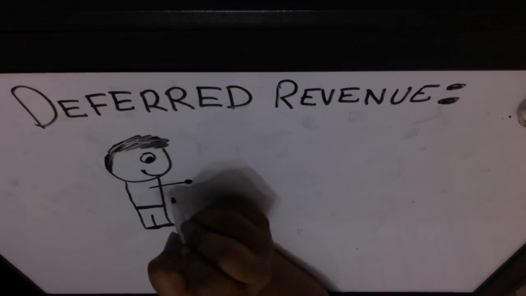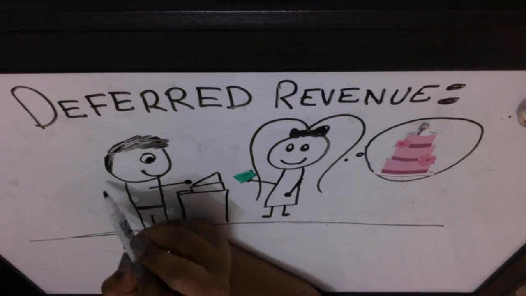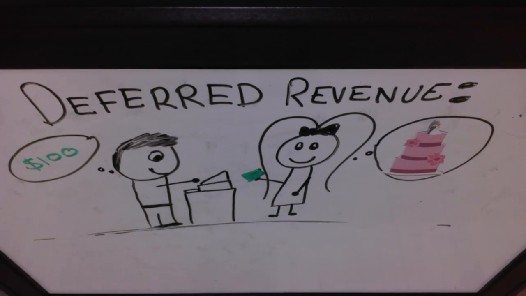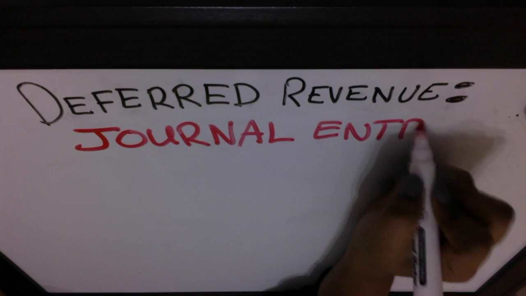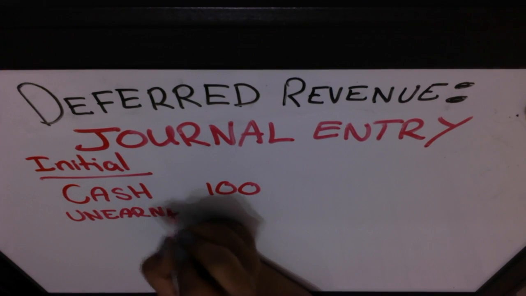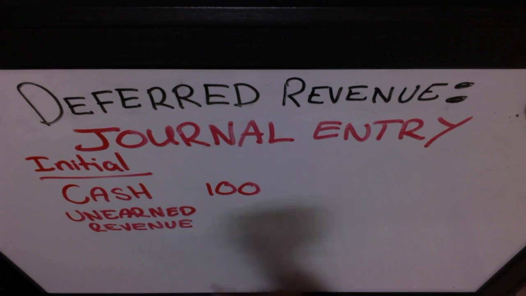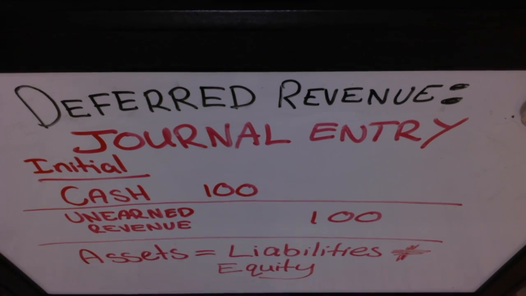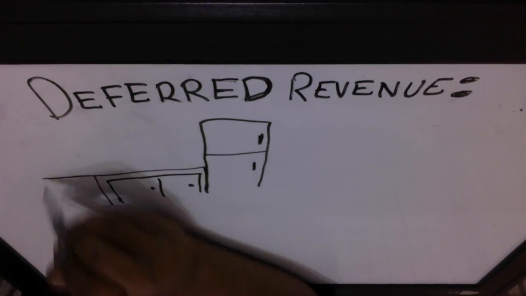Now imagine you are a cake shop owner, and a customer has ordered and paid for a custom cake. The following journal entries would be made. Upon transaction, cash would be received and debited, leaving a liability for the business to provide a cake. This liability is known as unearned revenue and is thus credited.